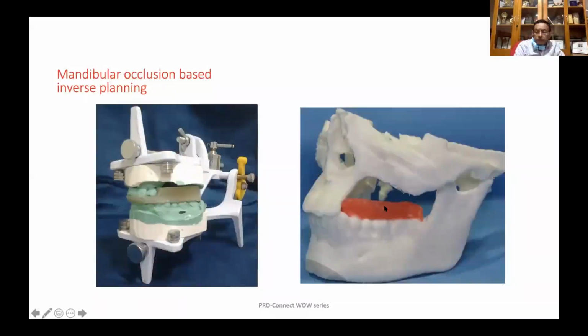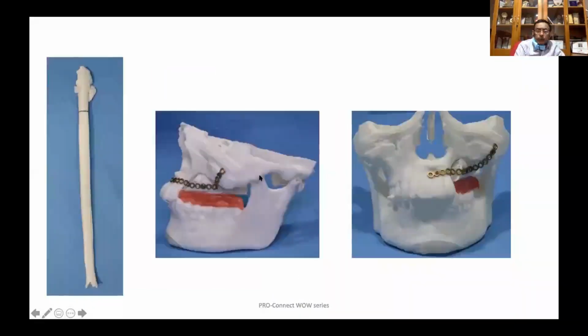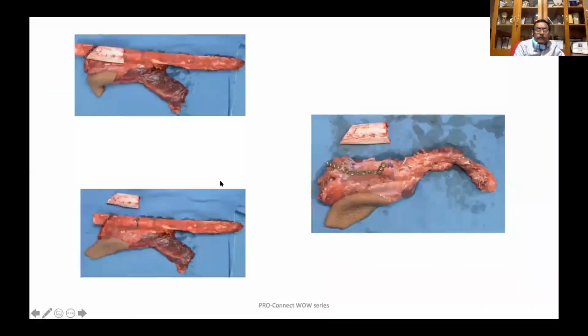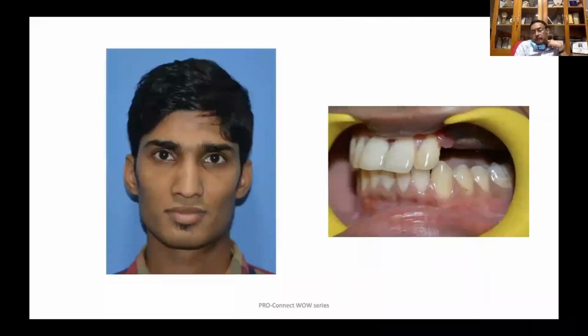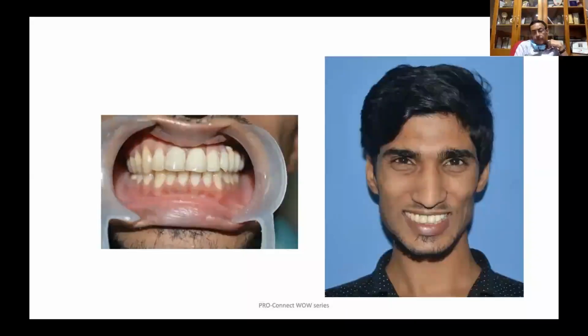This is a mandible position. This is the maxillary teeth position, and you want to have the bone here. So that is the way you do it, and then you can see the bone being placed, and then exactly there. So you have the sulcus recreated, and this is him dentally rehabilitated now.